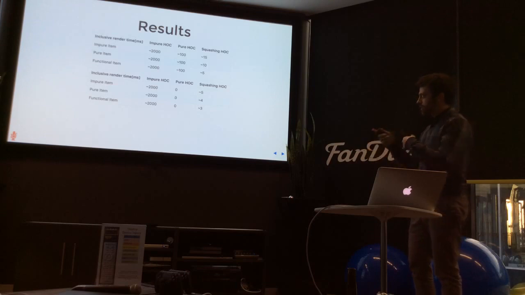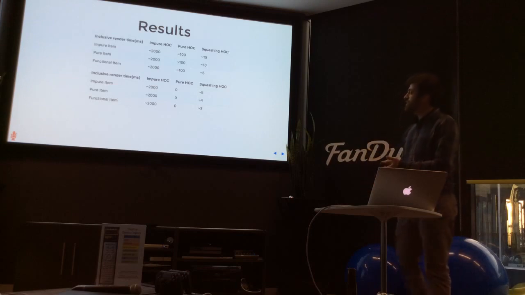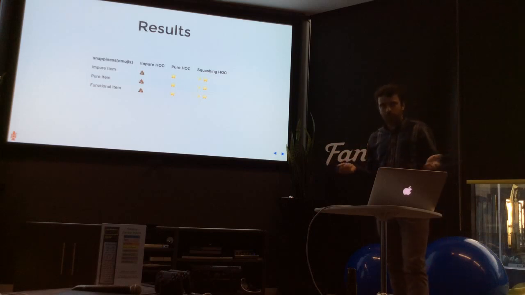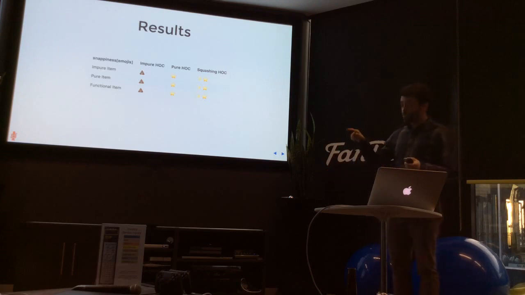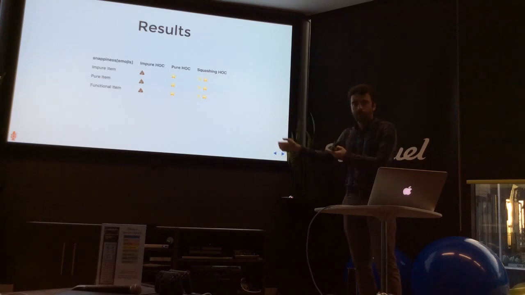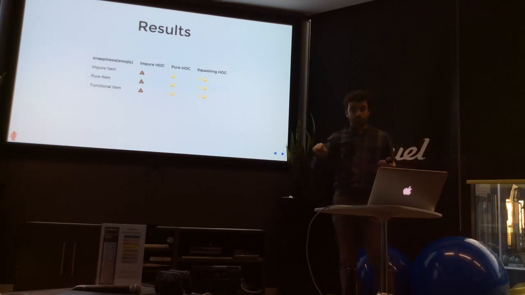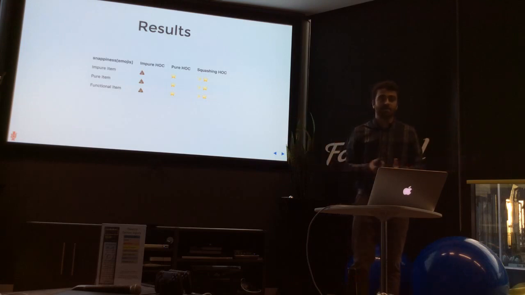I created another table which explains this, I think, in a better way. It's a new metric I made up, snappiness. It's measured in emojis. So basically, when I was scrolling and I was using the impure HOCs, it was crap. It felt really bad. I felt the difference. With the pure HOCs, stars. It was really smooth. I couldn't feel any difference. And with the squashing HOCs, sparkles and stars, it's the best. It's really good. Basically, these two are already really good.